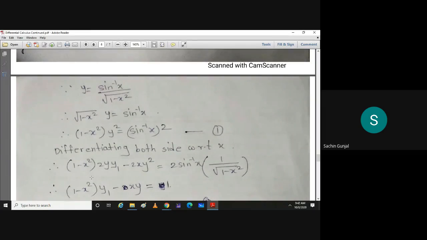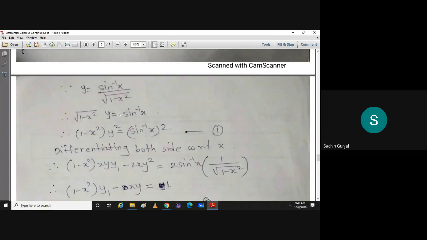So is this step clear? Differentiation step? All right. Now if you observe, sine inverse x upon under root 1 minus x square.